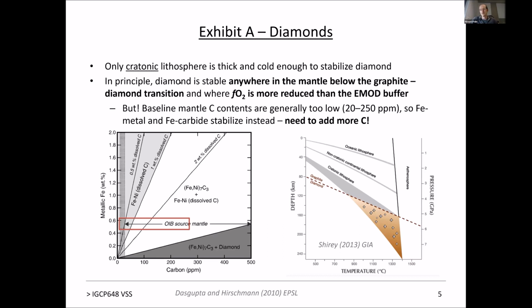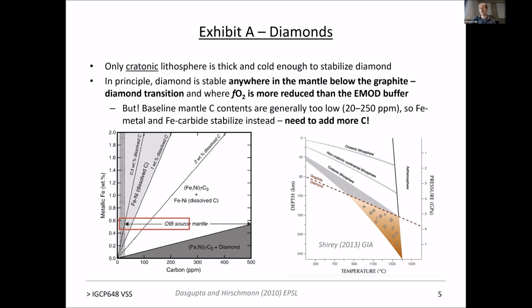Now, in theory, you could form diamond at any place in the mantle if you're over the graphite-diamond transition and if your oxygen fugacity is significantly reduced. But there's not enough carbon in the background mantle to actually form diamond. People have argued for about 220 to 250 ppm as a baseline value, and that's not enough. Carbon would dissolve into your iron-nickel alloys, or it would make a carbonate instead. You need to add more carbon to the mantle to make diamond. And how do you do that?